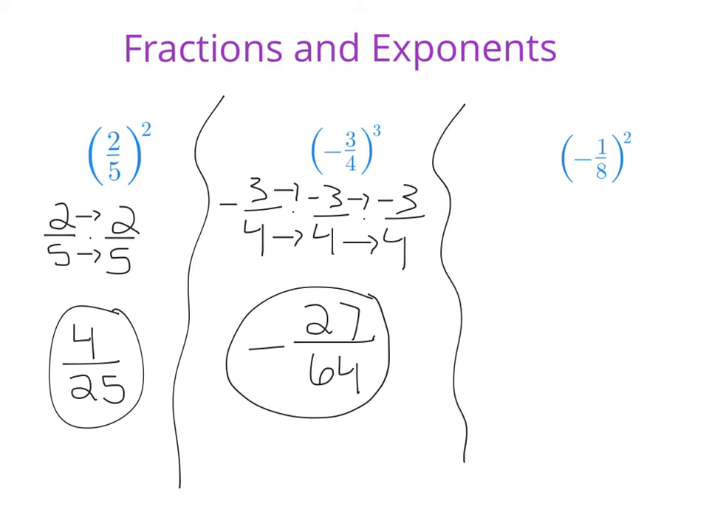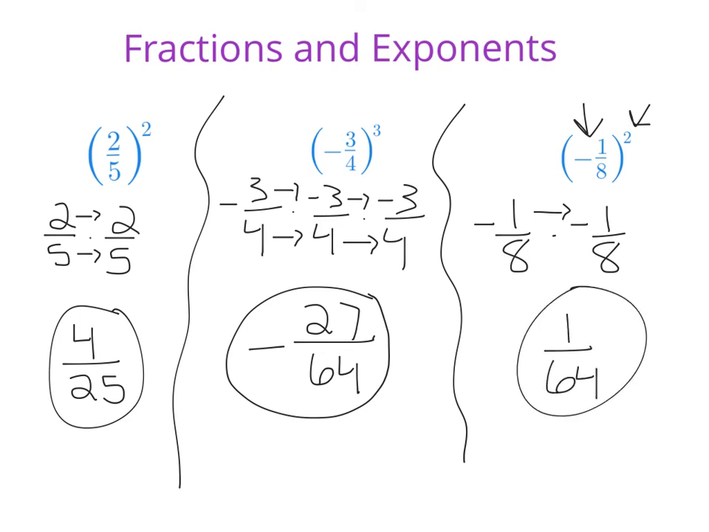Alright, last one. Negative base to an even exponent. Negative 1/8 squared just means negative 1/8 times negative 1/8. Negative times a negative is a positive. 1 times 1 is 1, and 8 times 8 is 64. So there is your quick lesson on just evaluating basic expressions in which all of the exponents are positive.